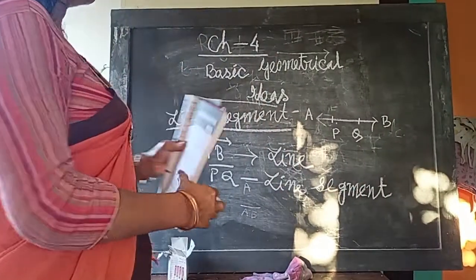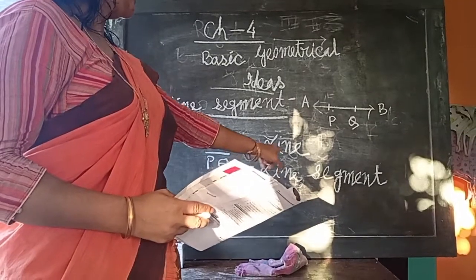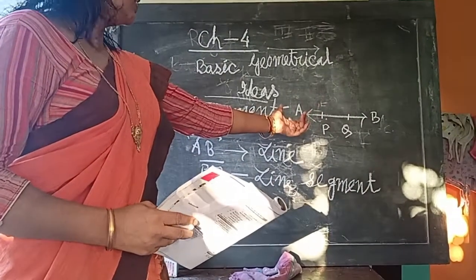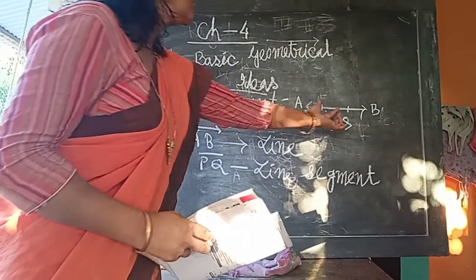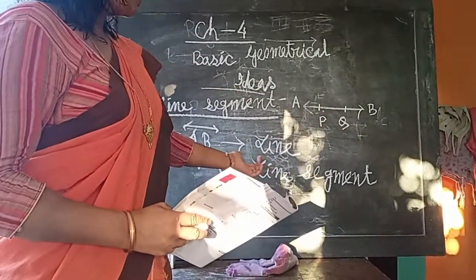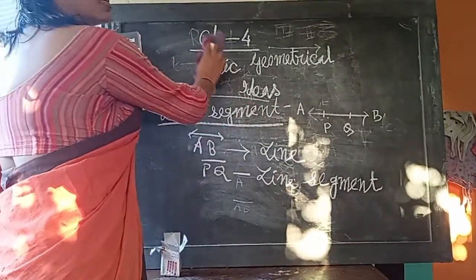Now, what is the difference between a line and a line segment? A line has no definite length. It extends infinitely, but a line segment has a definite length. That means we can measure a line segment. Understand?